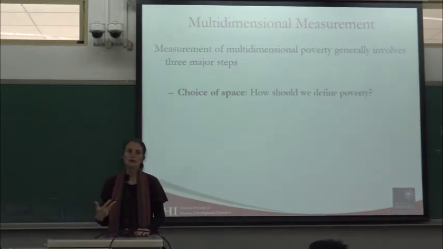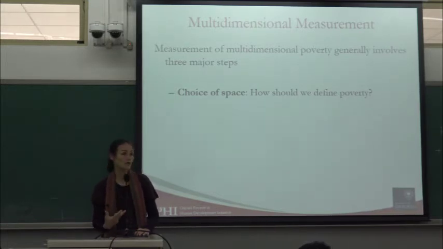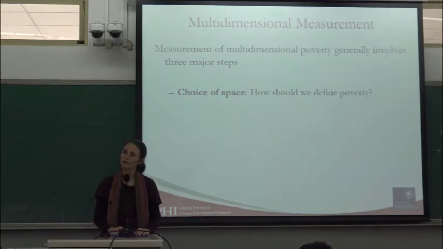And now moving towards multidimensional poverty measurement. These steps are very similar to what we saw for unidimensional measurement. First, we choose the space. Yesterday, we talked about the choice of income or consumption as the space in which to measure monetary poverty. Now, we're asking what is the space in which we will measure multidimensional poverty? Will it be capabilities, resources, access to services, human rights? What's the space in which you're going to select indicators and measure poverty?